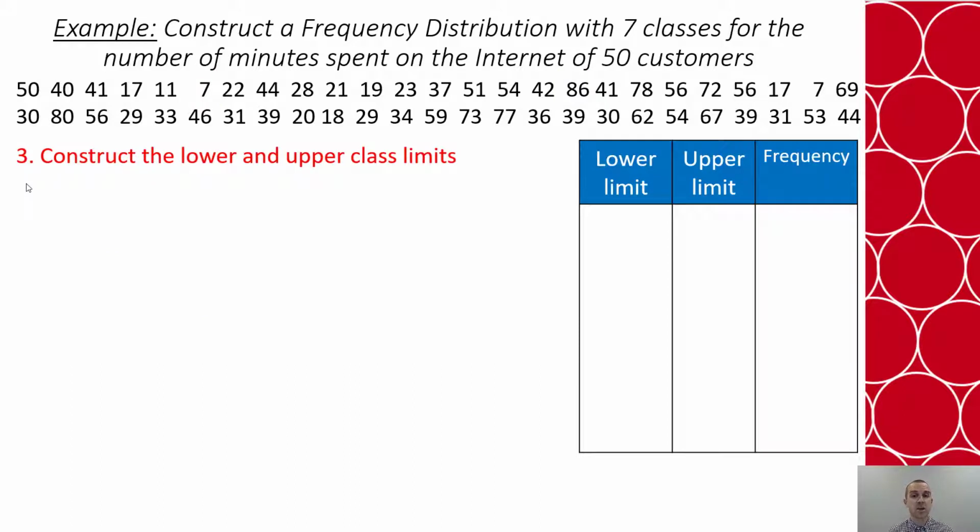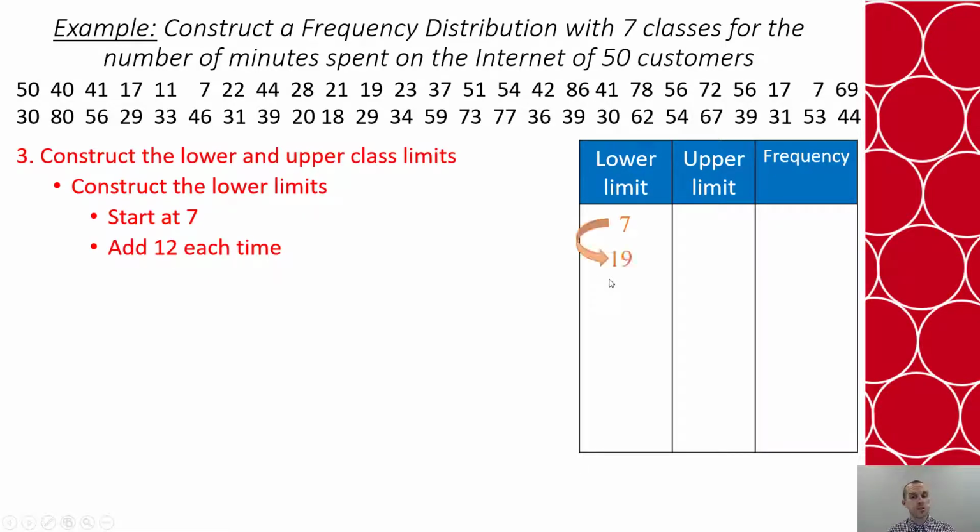Now I can go in and put my lower and upper class limits together. I'm going to start with the lower and say, okay, for my lower, I need it to be the smallest value that I said. In this case, the minimum was 7. Now I'm going to add my class width, which is 12, to create the next number. So I'm going to go from 7 to 19. Now I'm going to add 12 more to create the third class, which is 31. Add 12 more, gives me 43. Add 12 more is 55. Add 12 more is 67. And then 12 more gives me 79.